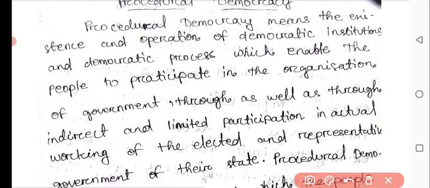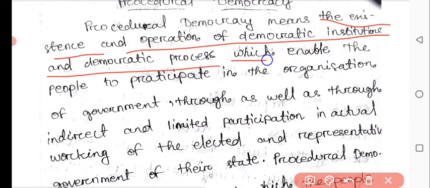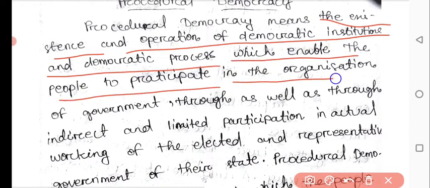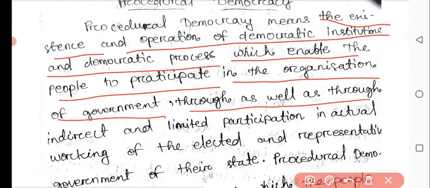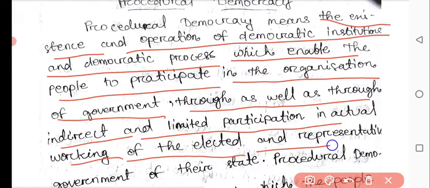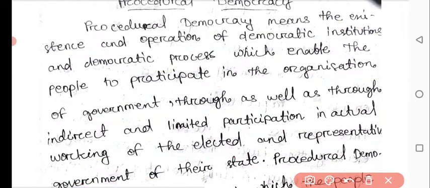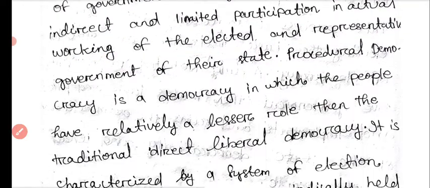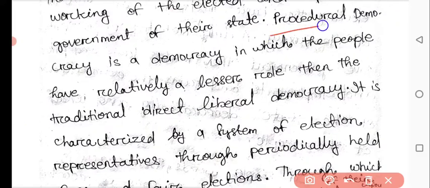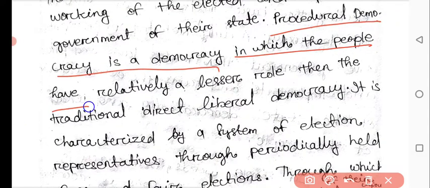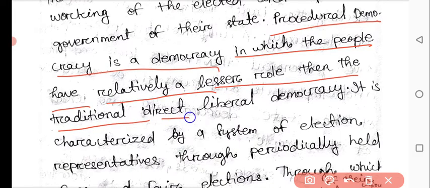Procedural democracy means the existence and operation of democratic institutions and democratic processes which enable the people to participate in the organization of government, as well as through indirect and limited participation in the actual working of the elected and representative government of their state. Procedural democracy is a democracy in which the people have relatively a larger role than in the traditional direct liberal democracy.